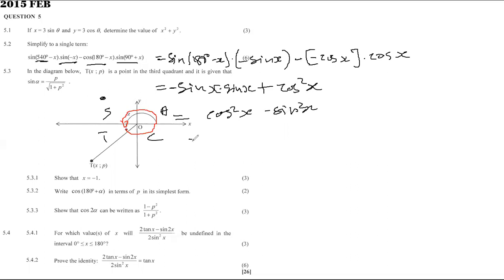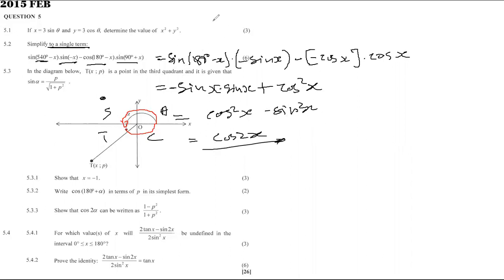Wait a minute. Single trig ratio, single term. I've got two terms here. How do I put this into one single term? I hope you can see that this is a double angle for cosine. So this is cos 2x, and that's it.